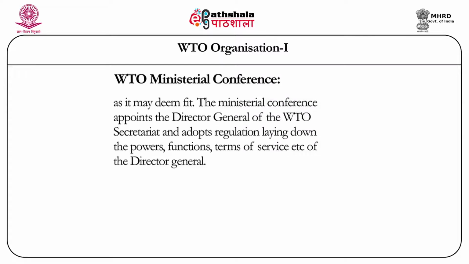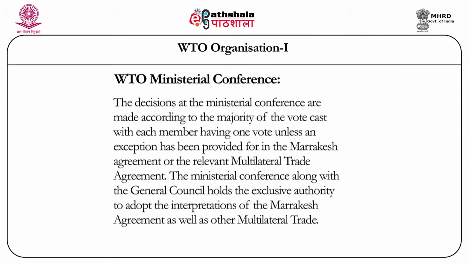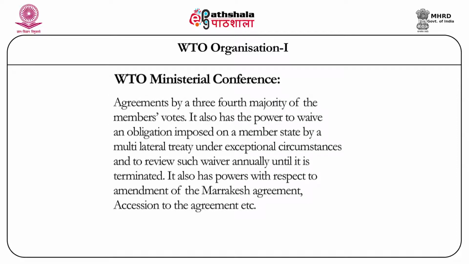of the Director General. The decisions at the Ministerial Conference are made according to the majority of the votes cast, with each member having 1 vote, unless an exception has been provided for in the Marrakesh Agreement or the relevant multilateral trade agreement. The Ministerial Conference, along with the General Council, holds the exclusive authority to adopt the interpretations of the Marrakesh Agreement as well as other multilateral trade agreements by a 3/4 majority of the members' votes.